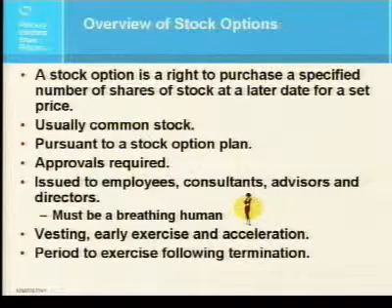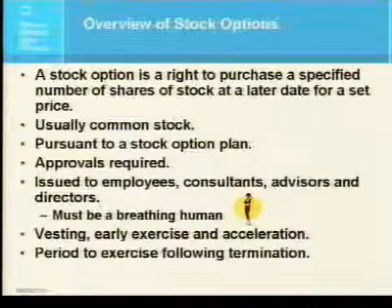And then usually there's a period to exercise the option following termination. Usually it's 3 months. Statutorily, it has to be 3 months or less for an incentive stock option. It can be longer than that for a non-statutory stock option. And without getting too much into the regulations, an incentive stock option can only be given to an employee, and it has better tax implications for the employee than a non-statutory stock option. Non-statutory stock options can be given to employees or consultants or directors, but incentive stock options can't.